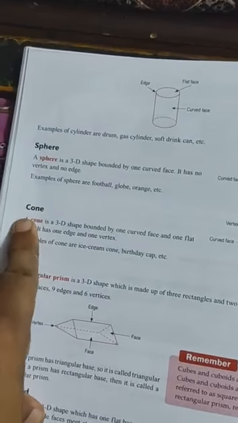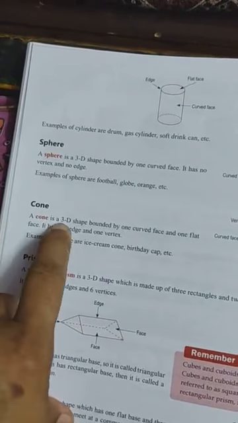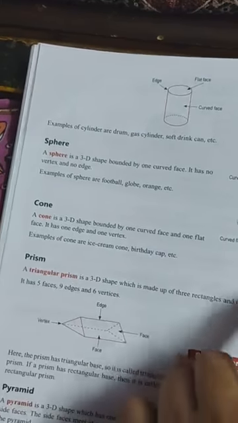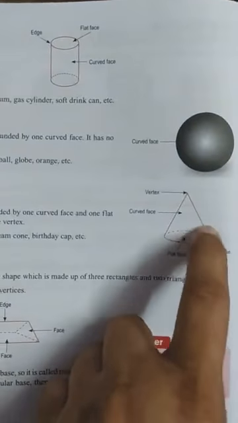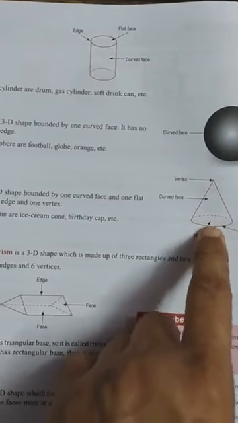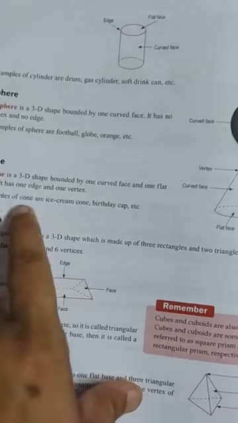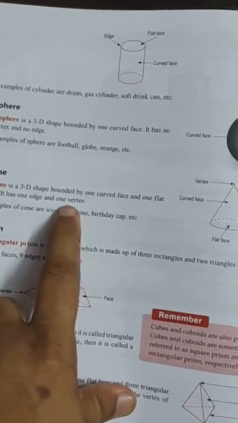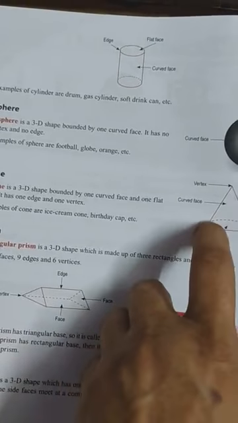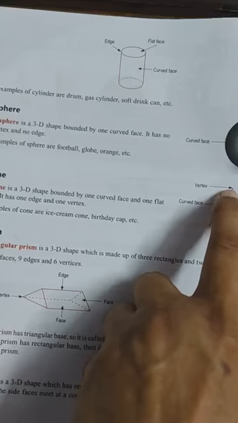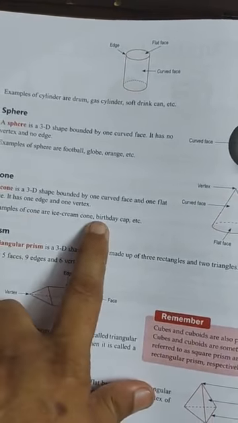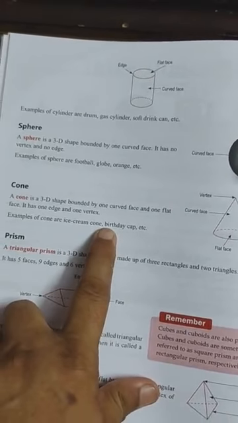Sphere. Next is cone. A cone is a 3D shape bounded by 1 curved surface and 1 flat surface. Flat surface in the below. This is the below portion, and this is the curved surface. So it has 1 edge and 1 vertex. One edge means this one, the circle, and one vertex means on the topmost portion. Okay. For example, a cone means ice cream cone, birthday cap. All the examples of what?